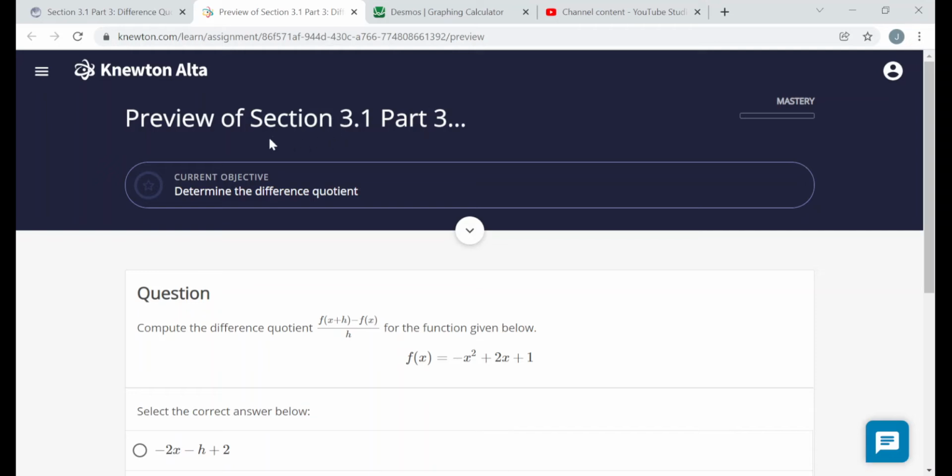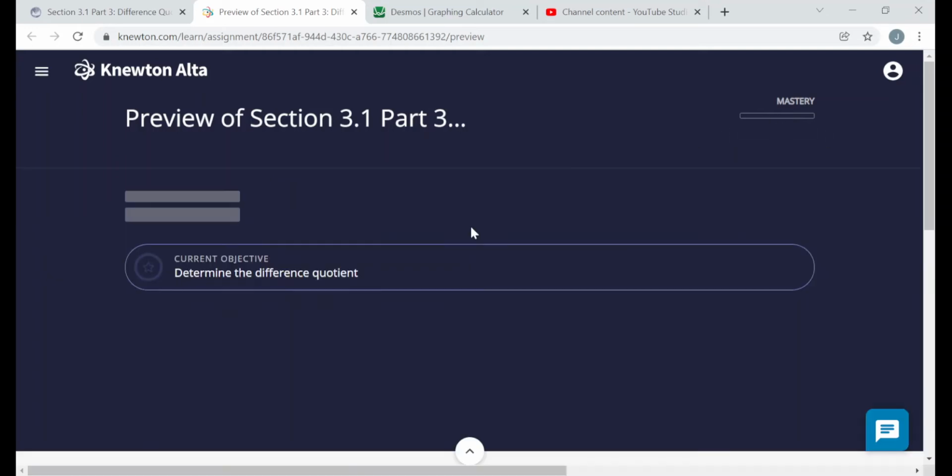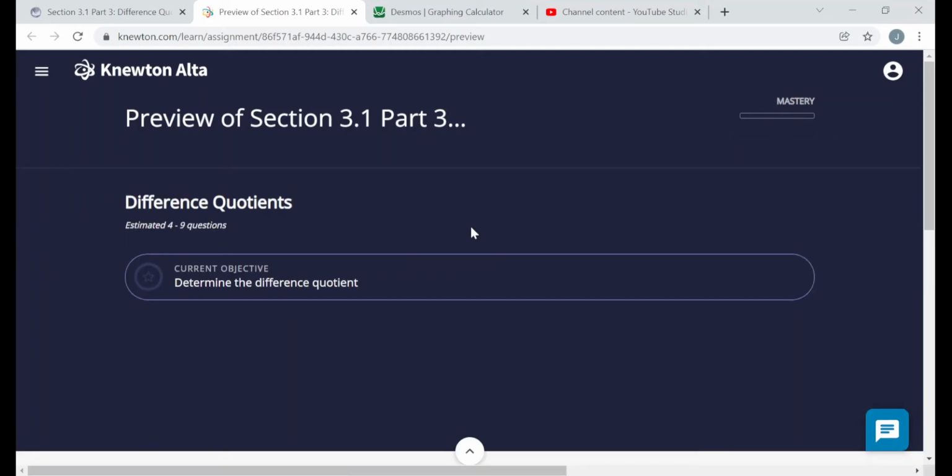Alright, so on your assignment page you have the title, you have the mastery bar, your objectives, which looks like there's only the one objective for this assignment. That's good.